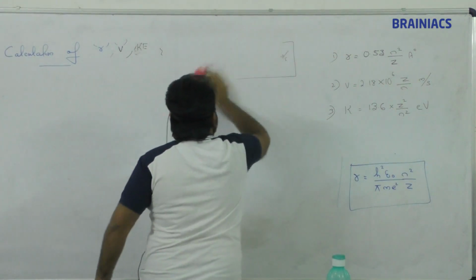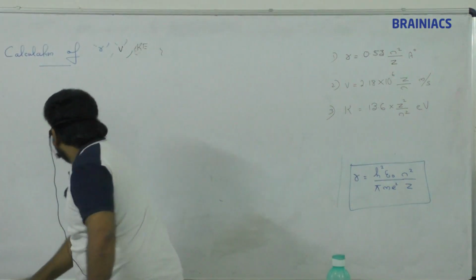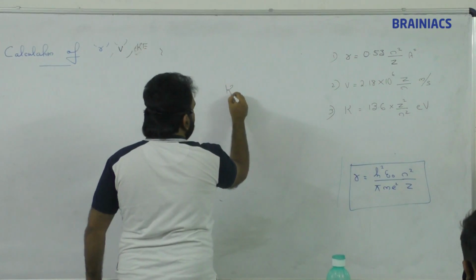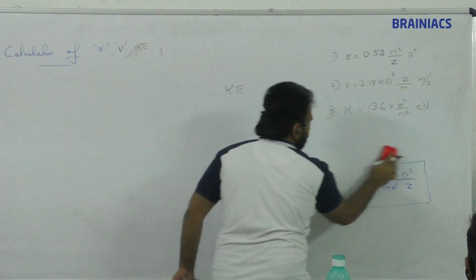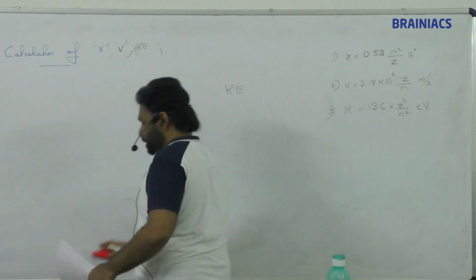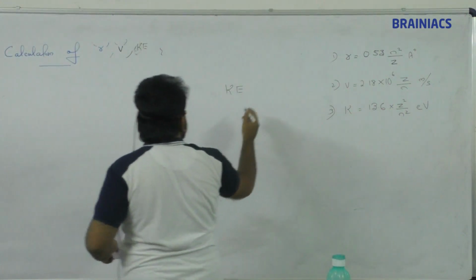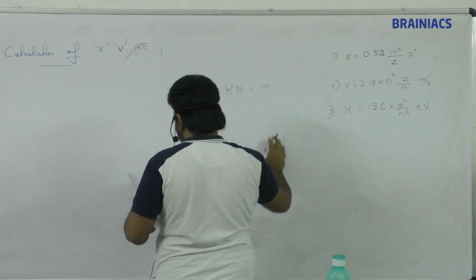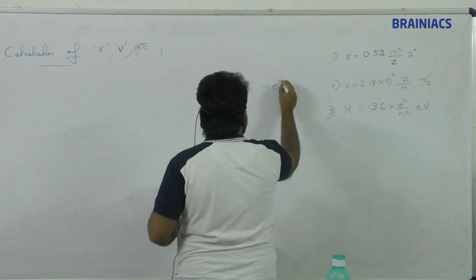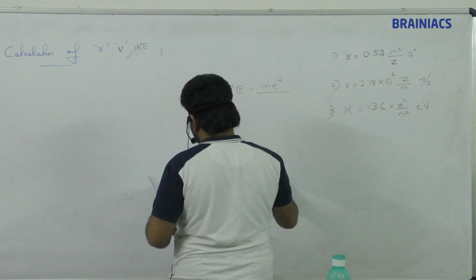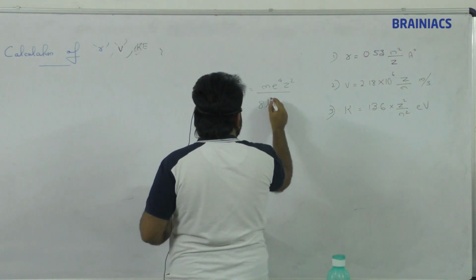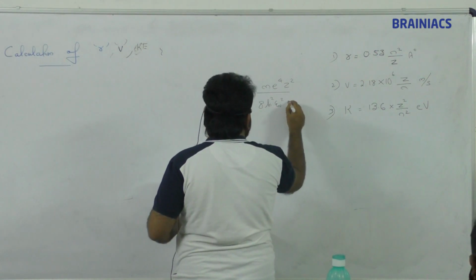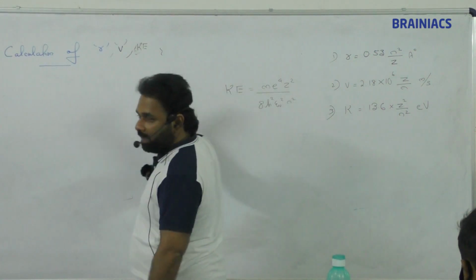Okay, so the formula for kinetic energy, let it be there. What is that? The formula for kinetic energy is m e raised to 4 z square divided by 8 h square epsilon naught square n square. This is kinetic energy. It will be there.